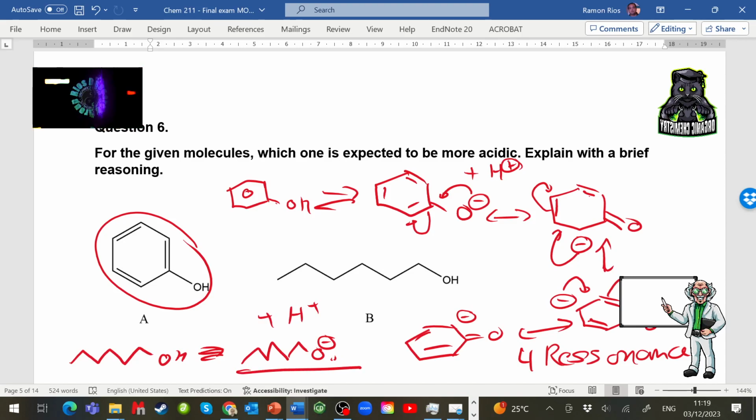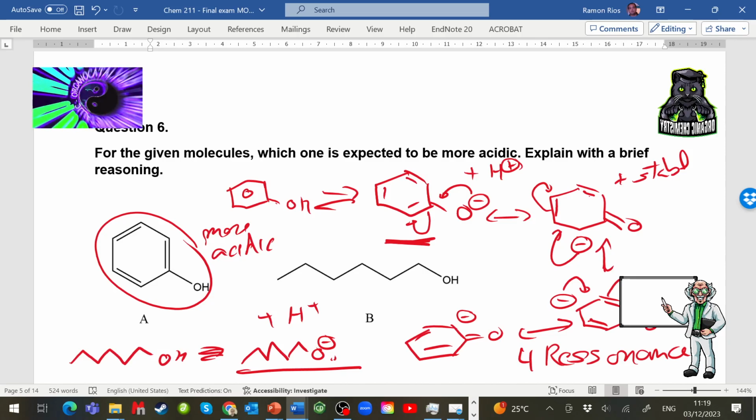That means because the conjugate base of the phenol has 4 resonance forms, this is more stable, and if this part of the equation is more stable, it will be more acidic. Okay? If the product is more stable, the reaction will go toward the products.